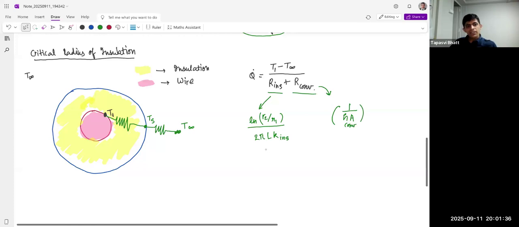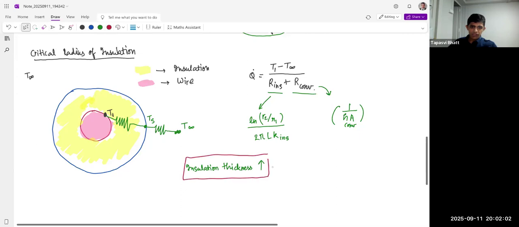Now, how do we get the critical insulation? First of all, why is there a critical insulation? Why are we talking about this concept? You see, if we go on increasing the insulation thickness, what is happening? Two things are going to happen.